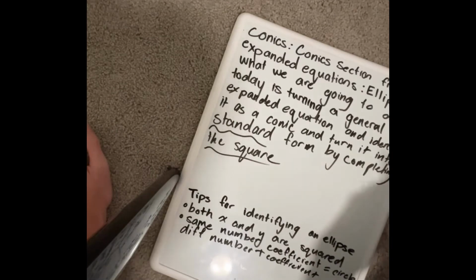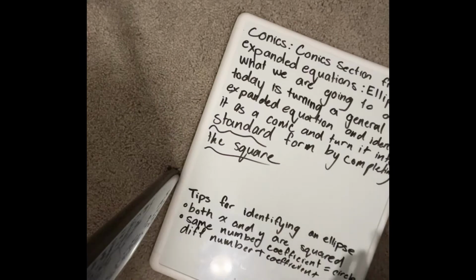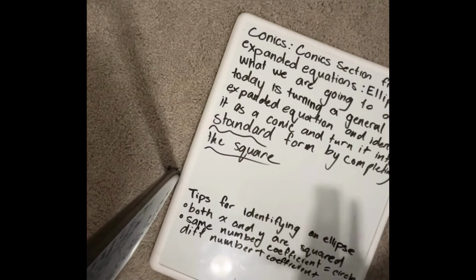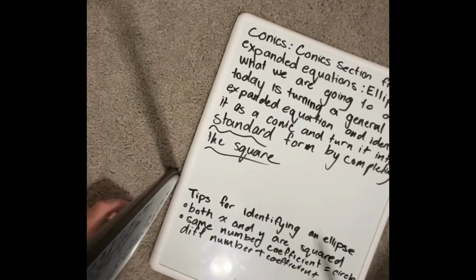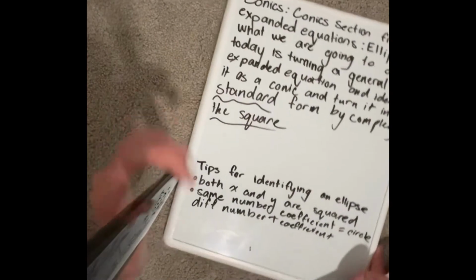So first of all, we need to understand tips for identifying an ellipse. Both x and y are squared, and if they have the same coefficients, those are actually circles. Because some people get them mixed up easily since they both have x and y squared, different positive coefficients can show you that it is an ellipse.